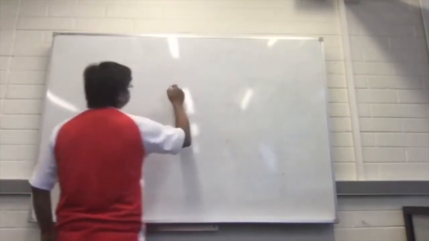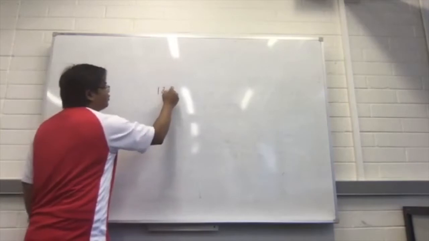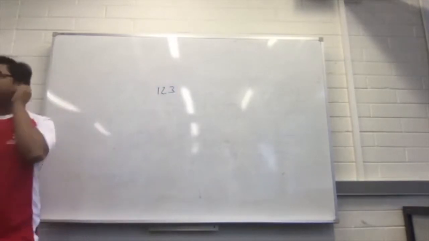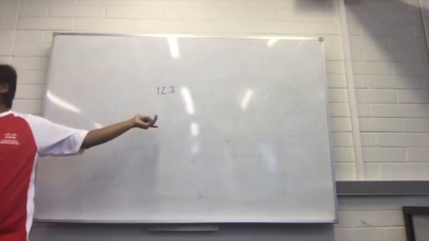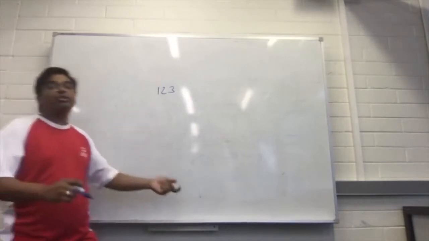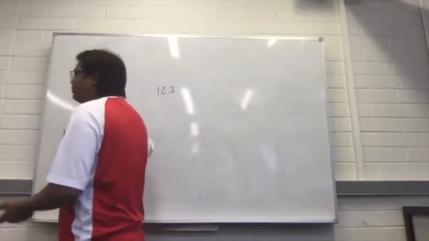So what happens? 1, 2, 3. Which number system? Is it binary or decimal or hexadecimal? Decimal. How do we know? Because in binary, there is only 0 and 1. So there is no question.